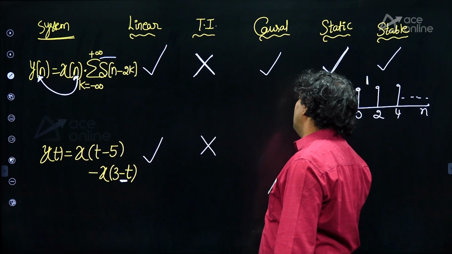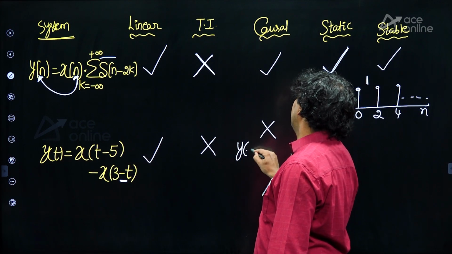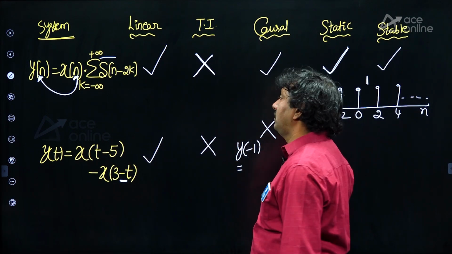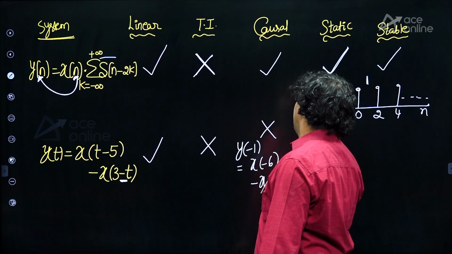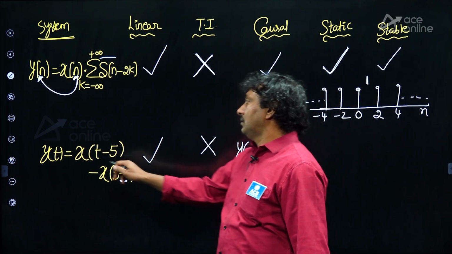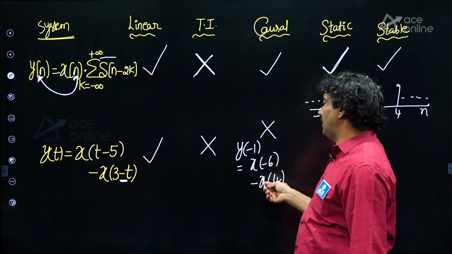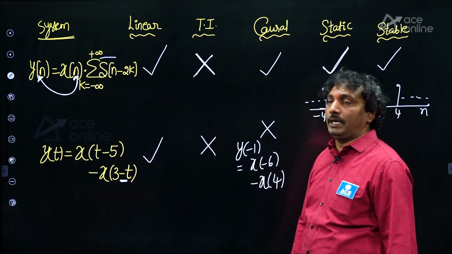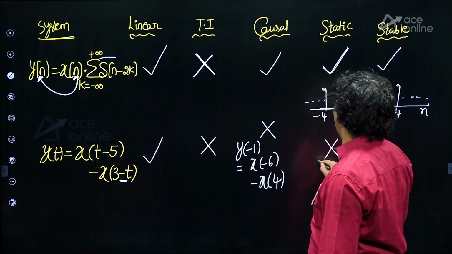Causal or non-causal? That is a failure, non-causal. How? Suppose we are substituting an instant like t equals minus 1. At t equals minus 1, it becomes x(4). You are checking output at minus 1, input is taken at 4. Of course, dynamic, very clearly.